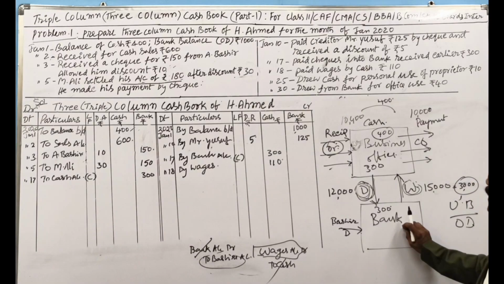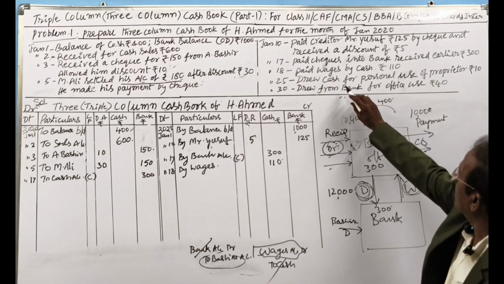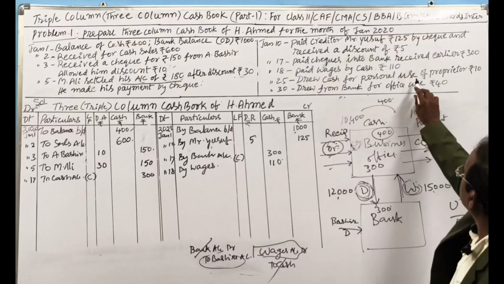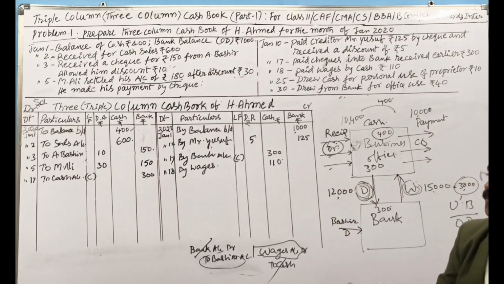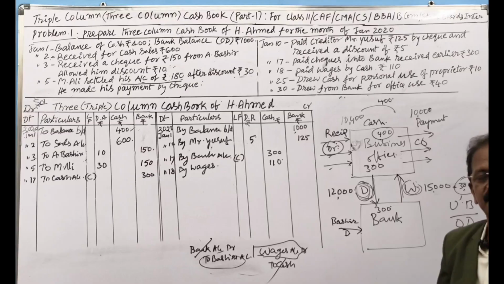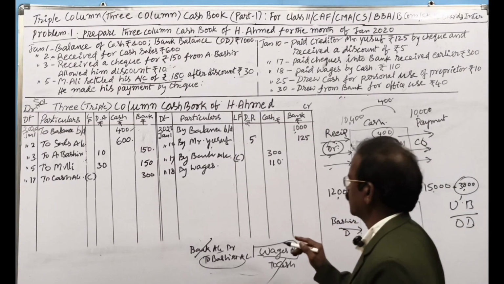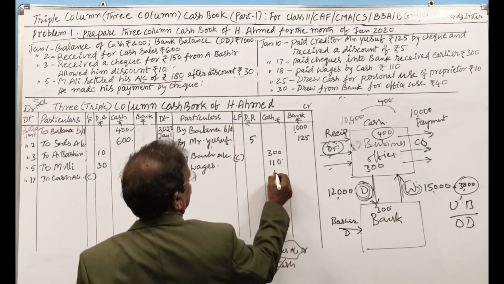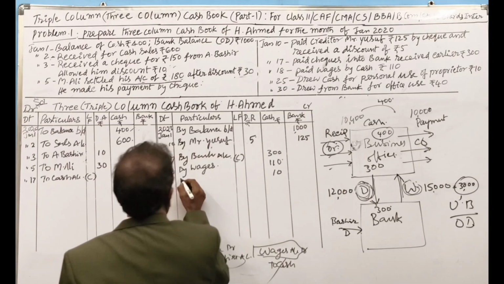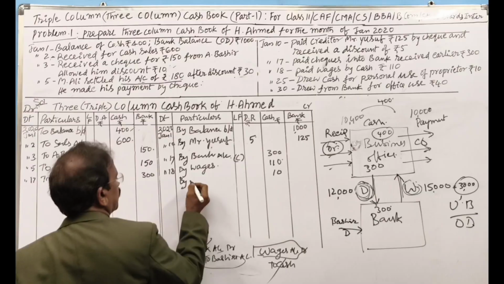You should assume that since the name of the bank is not mentioned here, drew cash means it is drawn from office cash. That is how you must conclude. So cash is going out. Here you have to write the amount. How much is that amount? 10 rupees. What do you write here?